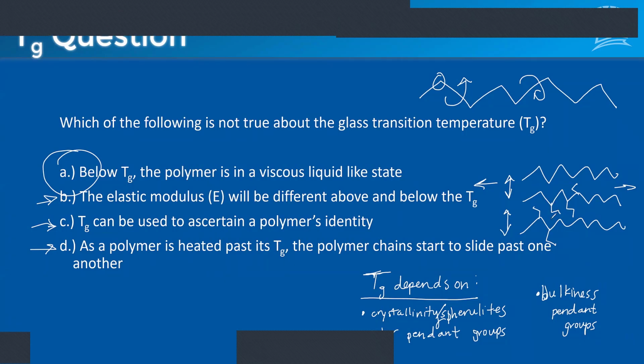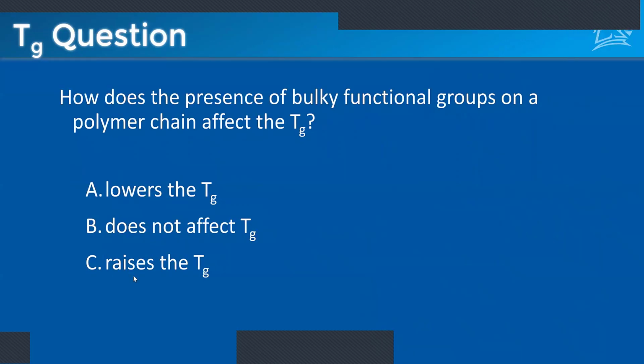And they increase the glass transition temperature because they promote tangling of the chains. They promote entanglement, which gives resistance to deformation when you apply a force. There we go. Okay, one more glass transition question.